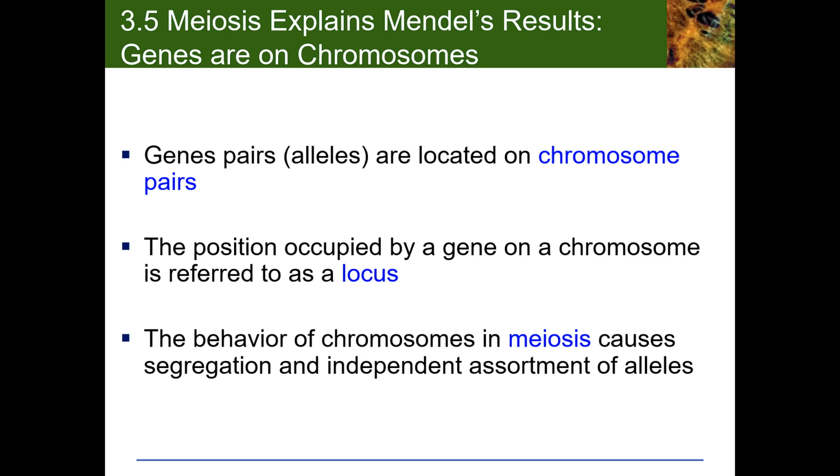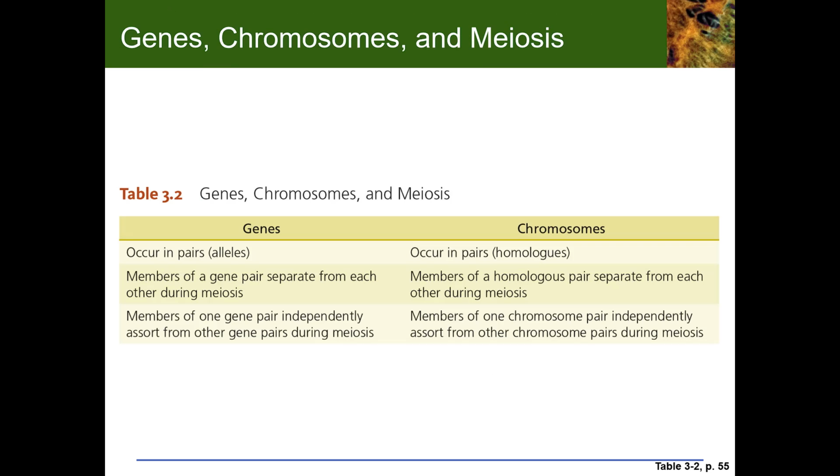Now, meiosis explains Mendel's results. Genes are on chromosomes. So gene pairs, or alleles, are located on chromosome pairs. The position occupied by a gene on a chromosome is referred to as its locus. The behavior of chromosomes in meiosis causes segregation and independent assortment of the alleles.